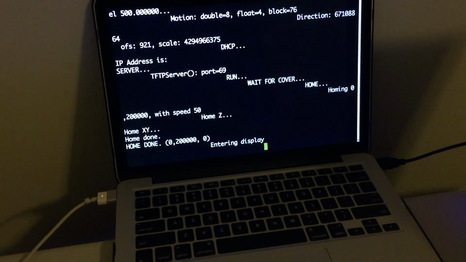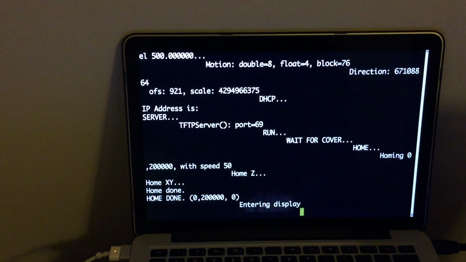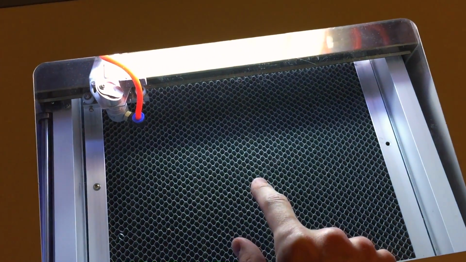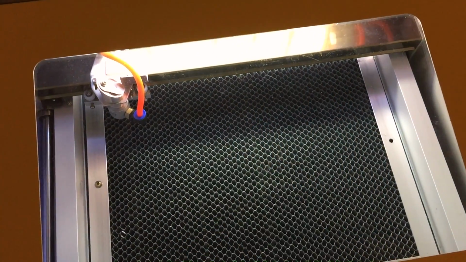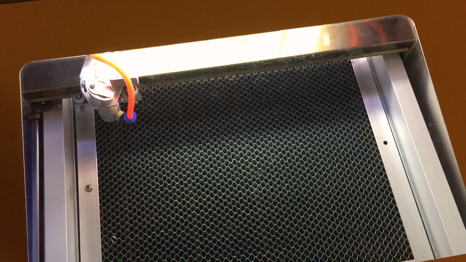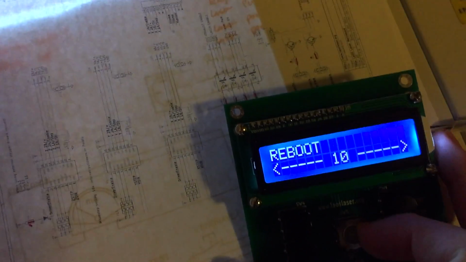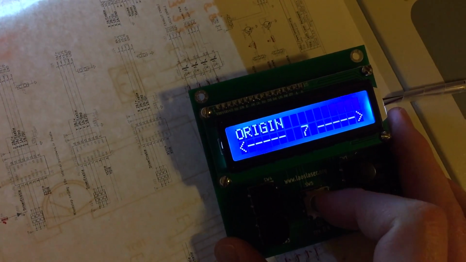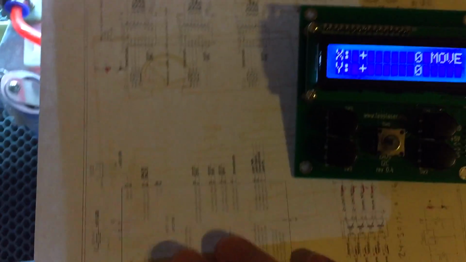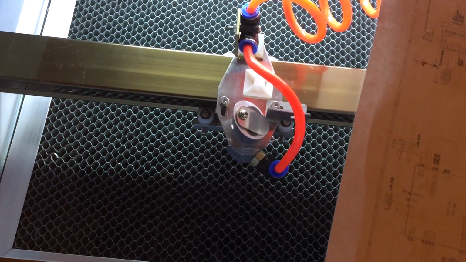And that's excellent. So now what I'm going to do is disable auto home, and move the gantry, or move the head, to the center. Then the motor shouldn't move at all when it boots, and I'll use the joystick on the I2C display board to move it and make sure they move in the right directions. Okay, we're in main, so we're going to go to move. Okay, so now when I move the joystick, the head should move. So here's up. Yep, okay.